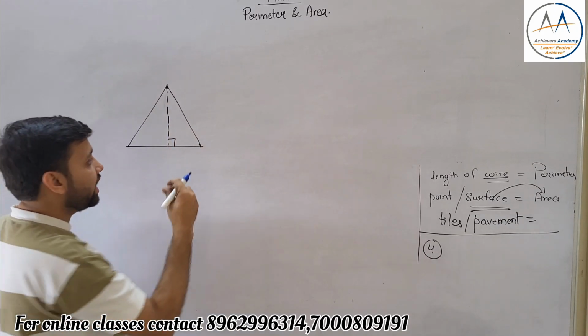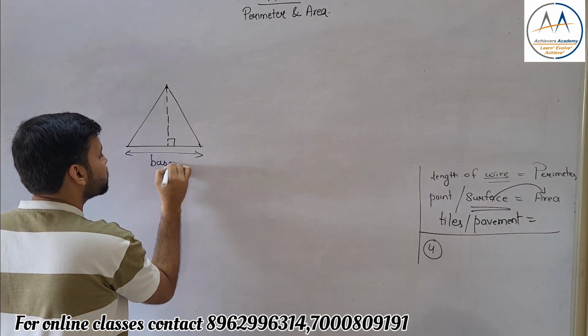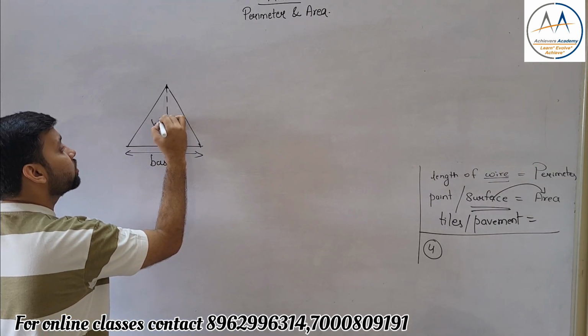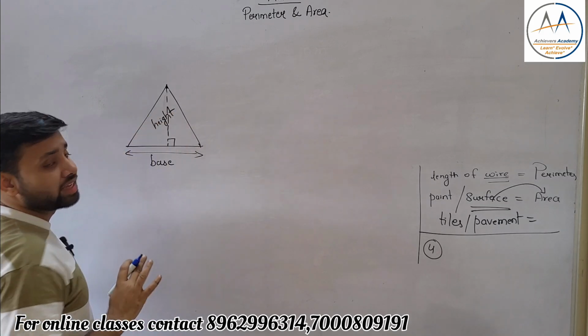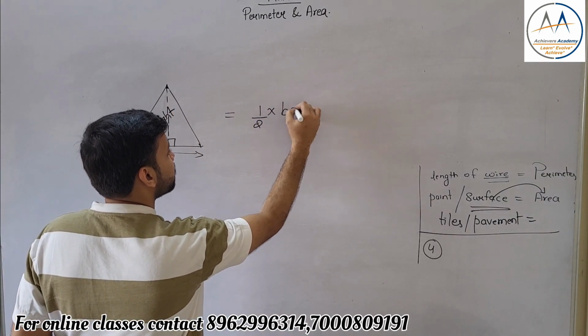Let's first calculate the area of the triangle. This side will be considered as the base, because the altitude is made on this side only, that is the height. So what should I write here? 1 by 2 base into height.